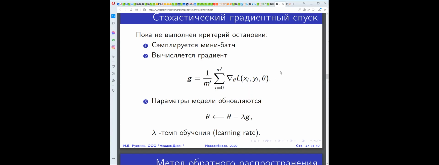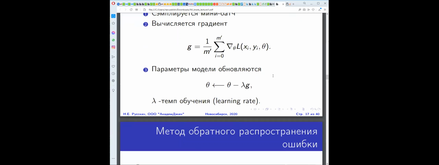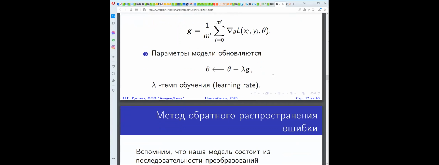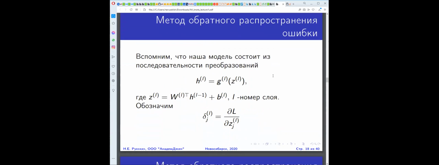From a computer science perspective, how do we compute a gradient of the loss function with respect to that many parameters? It's a separate issue, and in 1986 an algorithm called backpropagation was introduced by Hinton.